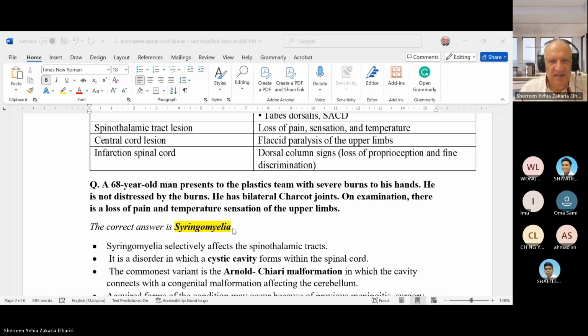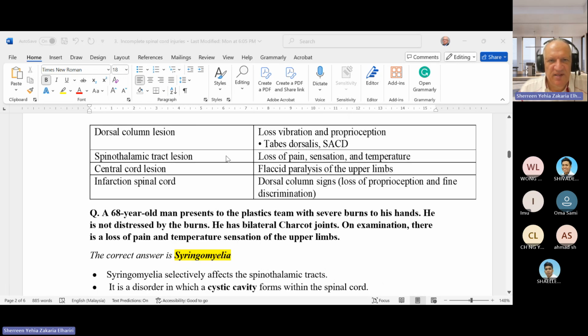Syringomyelia selectively affects the spinothalamic tract. So if the spinothalamic tract is affected, you can find loss of pain, sensation, and temperature. This patient has no motor loss, so the motor power is okay, but no pain, no sensation, no temperature. So this patient, for example, is prone to burns. It's easy to hurt himself because he has no sensation.